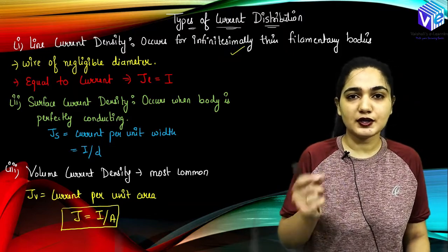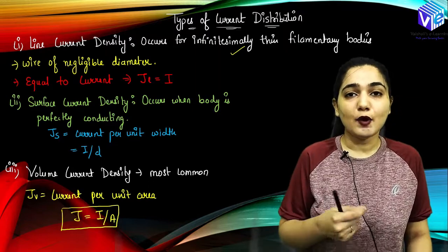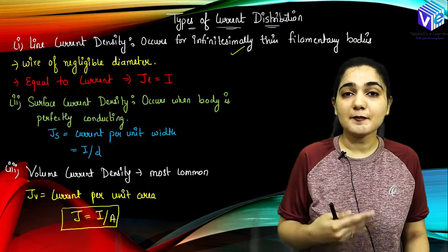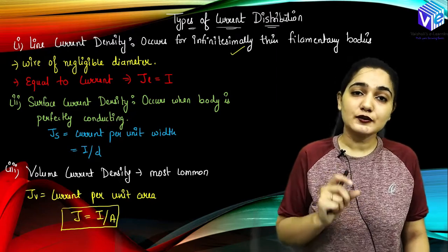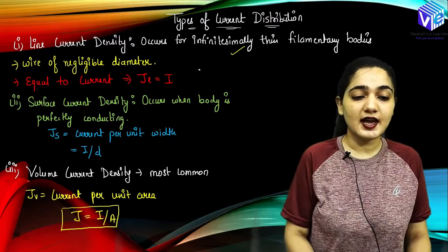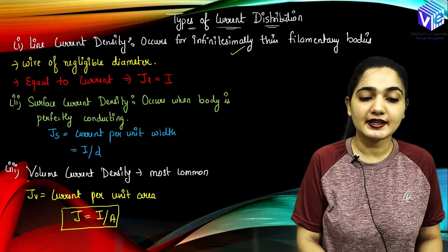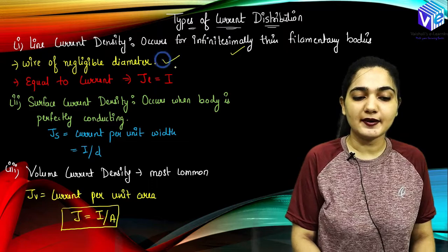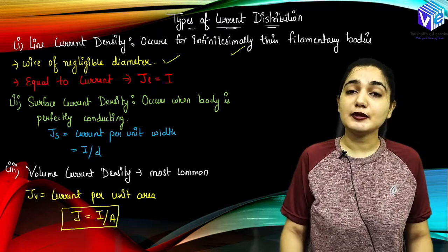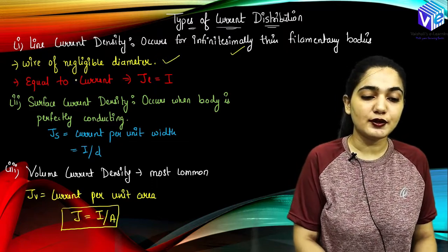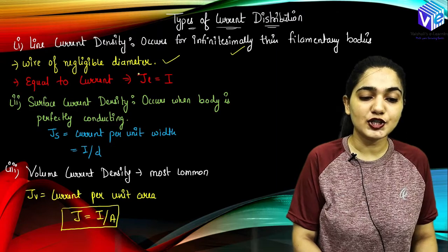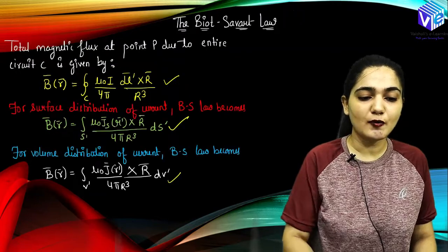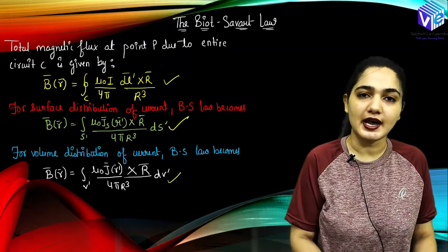If you consider your hair, it is a very thin body. So now here, if you consider any conductor which is comparable to your hair, that would be infinitesimally thin, and for that I will be finding out the line current density. So it is considering the wire of negligible diameter, and the line current density will be directly equal to the current. So JL can be represented directly as I. So in the first formula I have represented mu naught I, right?